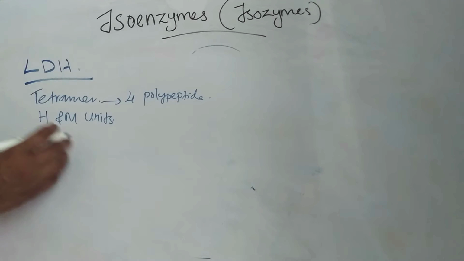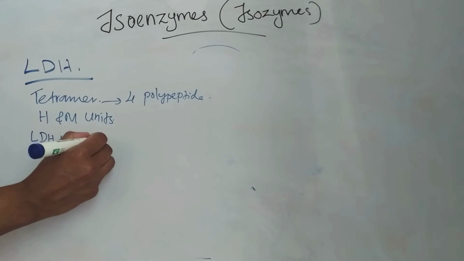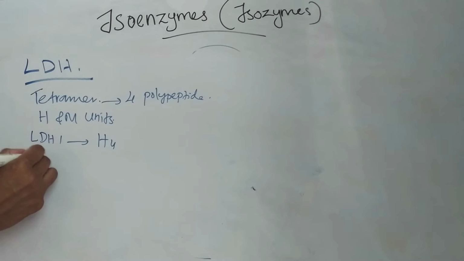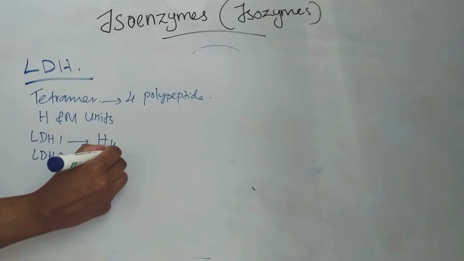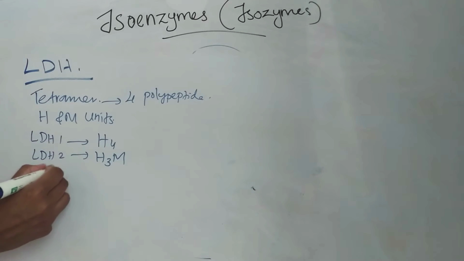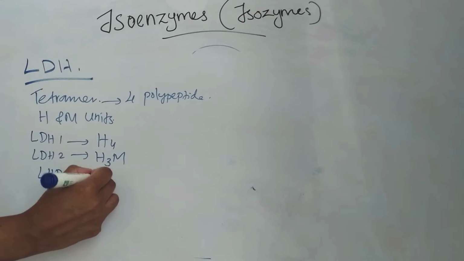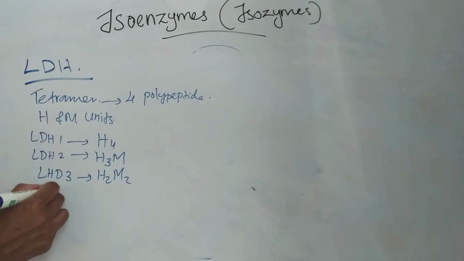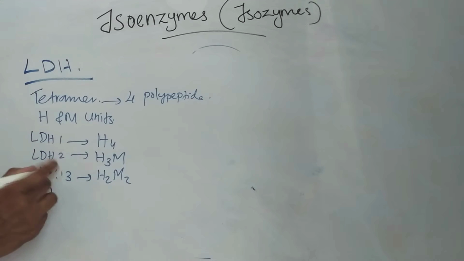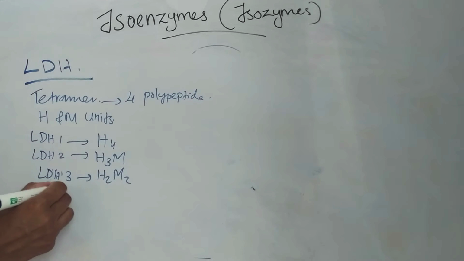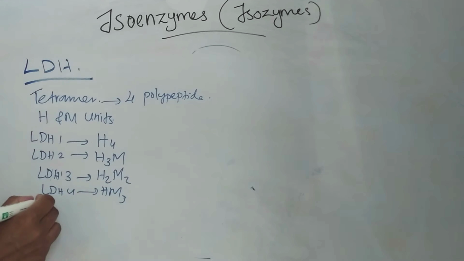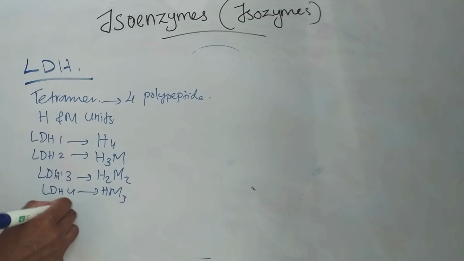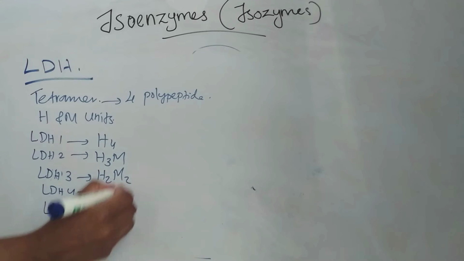So 5 possible combinations are there. LDH1 is H4, LDH2 is H3M, LDH3 is H2M2, LDH4 is HM3 and LDH5 is M4.